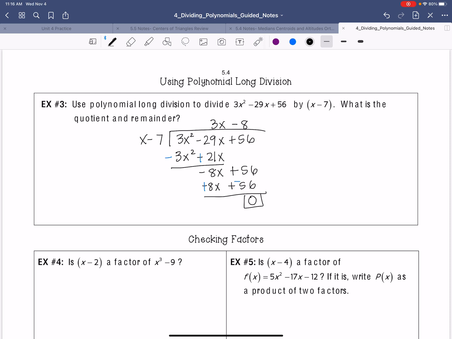So what does it mean to have a remainder of 0? That means 3x minus 8 and x minus 7 are both factors of 3x squared minus 29x plus 56. So the answer to this would just be 3x minus 8, no remainder. So I'll write that over here too. Our quotient is 3x minus 8. Our remainder is 0, meaning that these are both factors of 3x squared minus 29x plus 56.